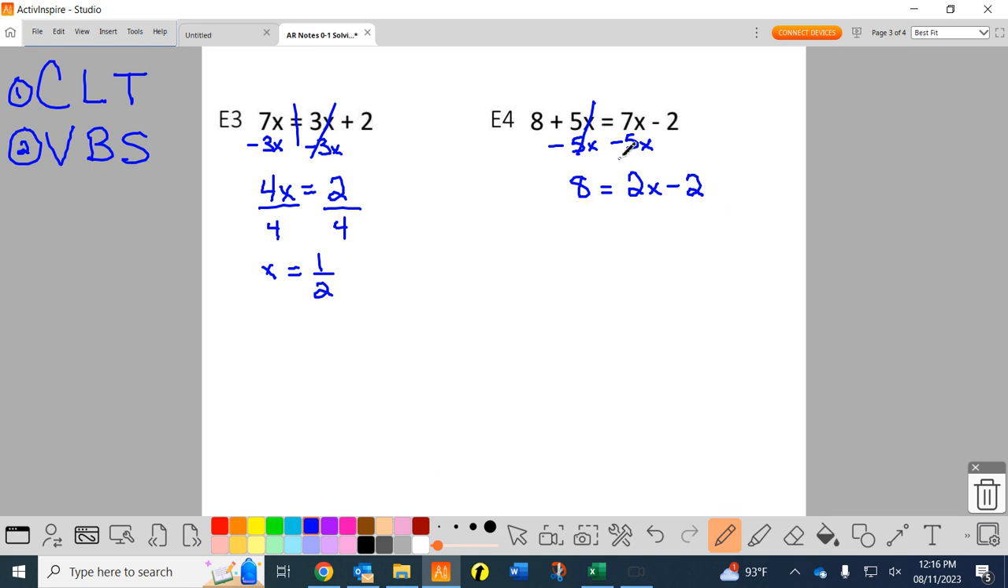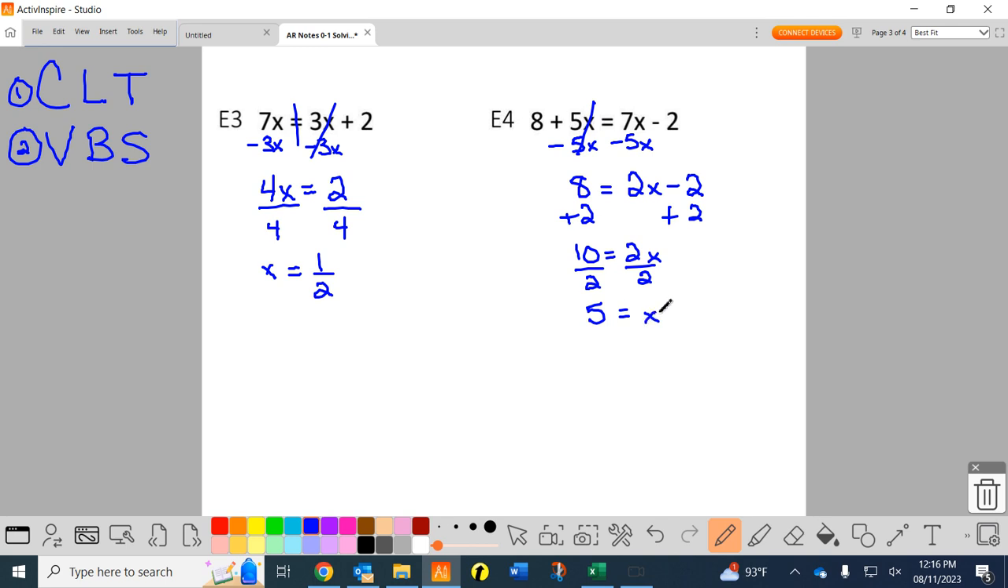Once I have all the variables on one side, can I move the 8 or the 2? The 2's got to move. Why do I have to move the 2? Because otherwise everything will be on one side. Guys, you don't want everything over here. You want the variable over here, you want the number to go over here. So plus 2, we get 10 equals 2x. Yep. And what do you get?